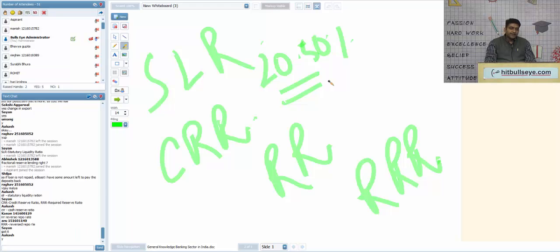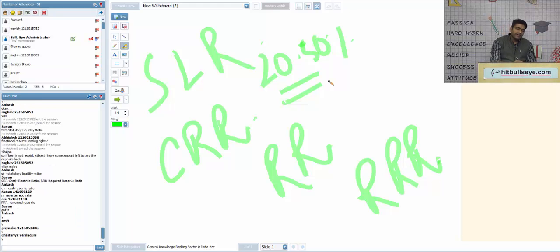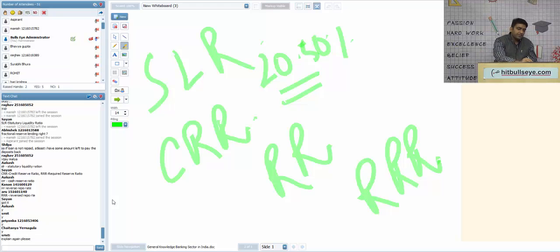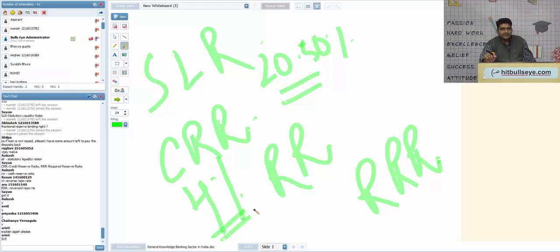Got it? Similarly, CRR. CRR is cash reserve ratio. Cash reserve ratio at present is 4%. Cash means the deposits which are with banks in the form of cash. 4% of that deposit is to be kept at RBI, which again you cannot lend.